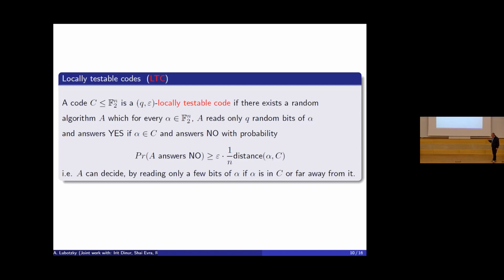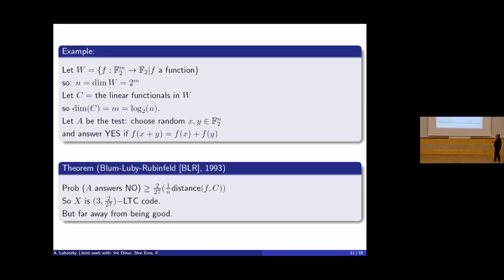So, the reason for this problem, let me first give a few examples which inspire this type of thinking. Let's look at the following example. Let W be the vector space of all functions from F2^n to F2. All functions, not just linear functions. This is a huge space, of dimension 2^n.